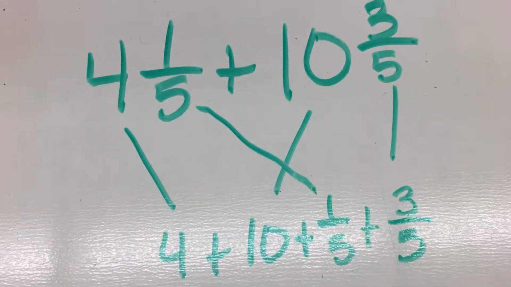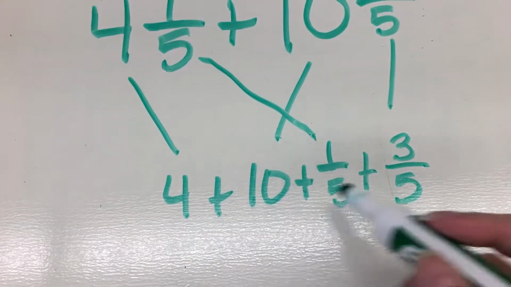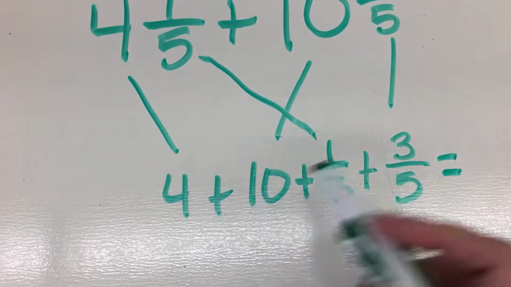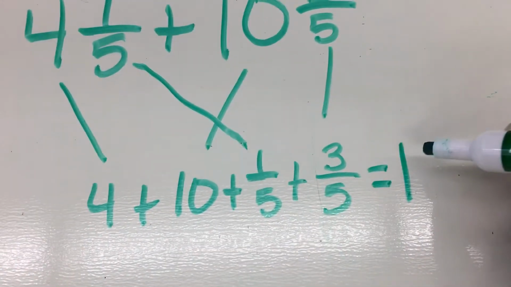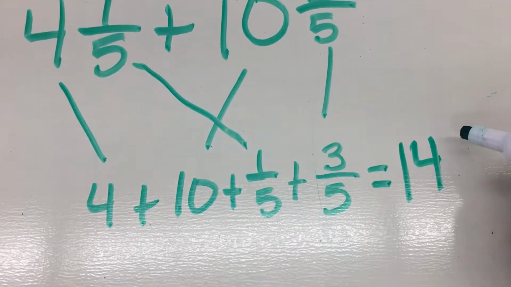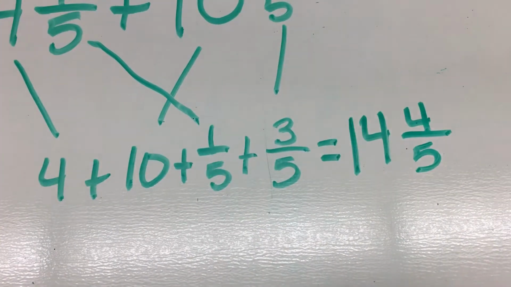I can reposition that there. Okay. So then we're going to add 4 plus 10 plus 1/5 plus 3/5. Well, we know that 4 plus 10 is 14. And 1/5 plus 3/5, well, we just add the numerator, so that's 4/5. So our answer is 14 4/5. That's one way we could do it.